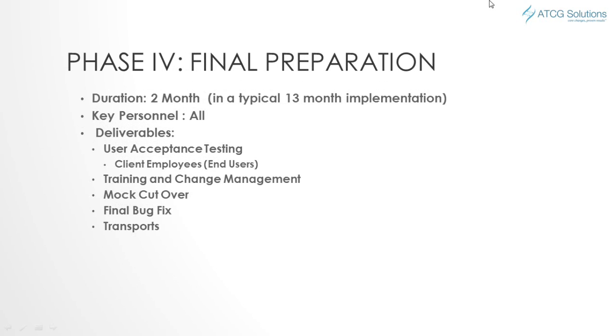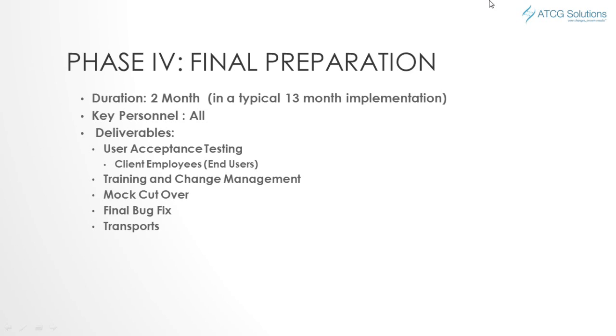Phase 4, final preparation. It usually takes 2 months in a 13-month implementation. I have seen many projects that only take 1 month. During this phase, user acceptance testing is done, usually by the client employees, the end users. Like I said, if it's finance or HR operations, let's take HR for example, this time maybe a payroll clerk trying to process payroll.